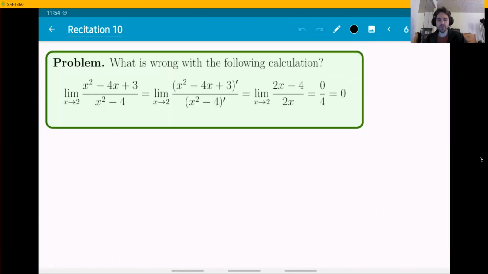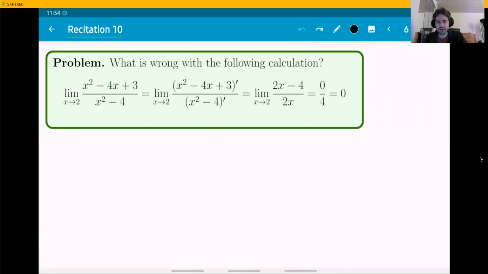Moving on, a little bit of a different problem here. What is wrong with the following calculation? So imagine a student was trying to compute this limit. X is going to 2, and they apply L'Hopital, plugging in derivatives. The derivative of x squared minus 4x is 2x minus 4. The derivative of x squared minus 4 is just 2x. And now if you plug in x equals 2 in here, the numerator becomes 4 minus 4, which is 0. The denominator becomes 4. 0 over 4 is 0.